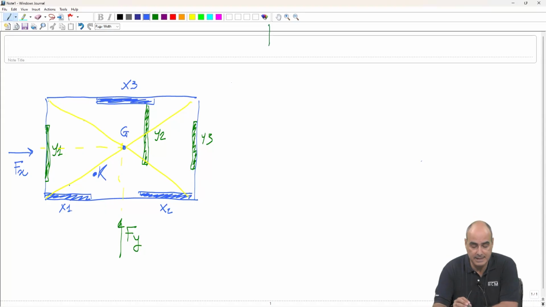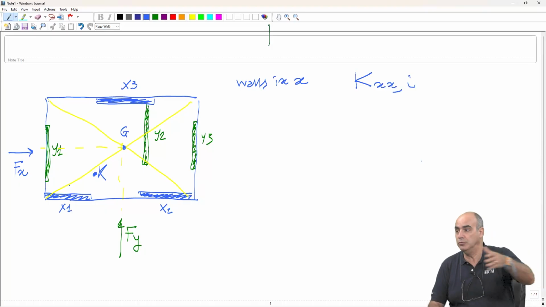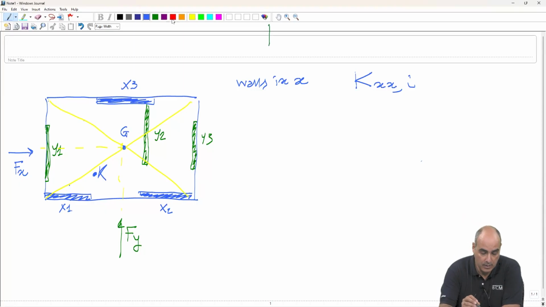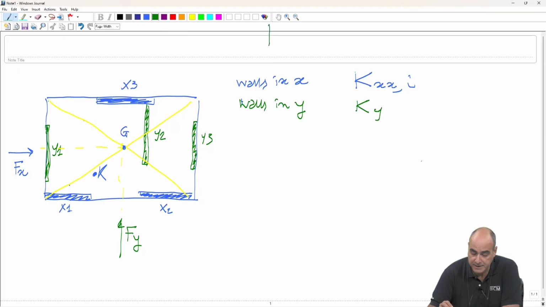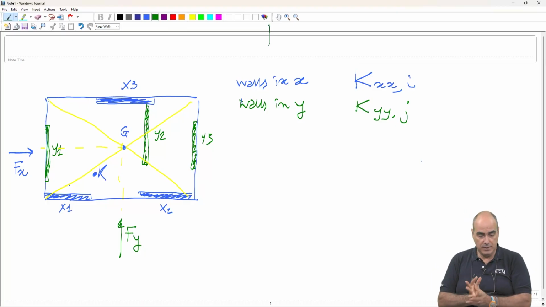So the walls in the x direction have stiffnesses that we call kxx i, and i can be 1, 2, 3, whatever. Whereas the walls in the y direction have stiffnesses that we call kyy i. We use two different counters. Okay?